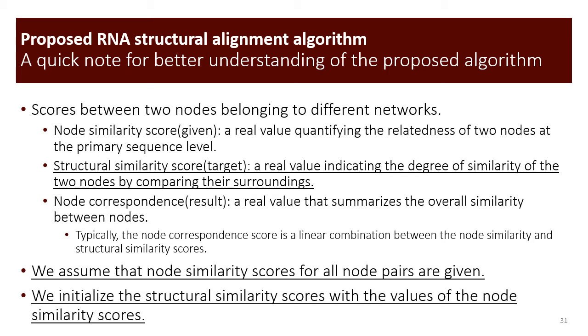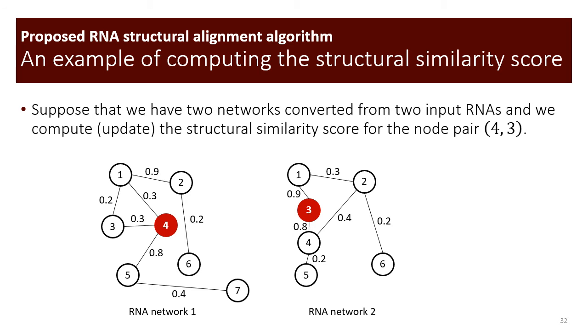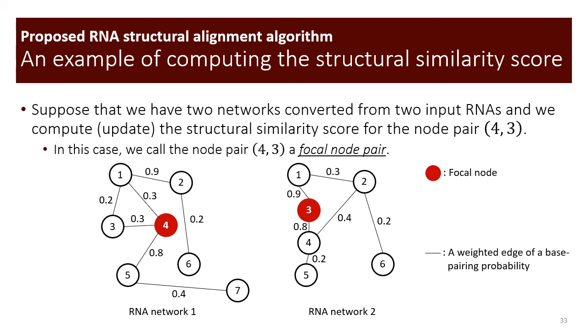Like I said, Monaco is an iterative approach. We initialize the structural similarity scores with the values of the node similarity scores. Suppose that we have two networks converted from two input RNAs, and we compute the structural similarity score for the node pair 4 and 3. In this case, we call the node pair 4 and 3 a focal node pair. A black line is a weighted edge whose weight is equal to the base pairing probability. This can be easily computed via existing software, such as RNAfold, RNAalifold, or PART.